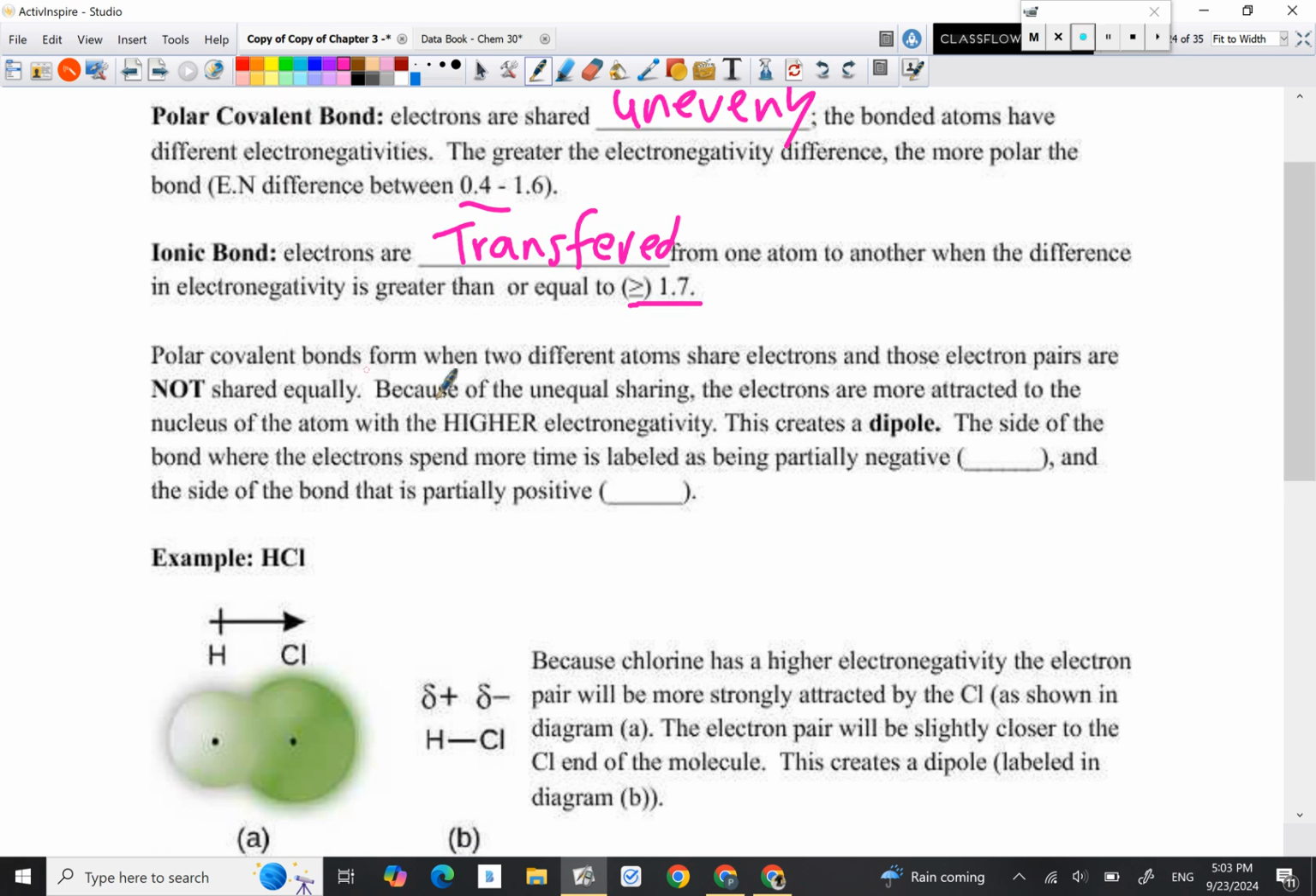Polar covalent bonds form when two different atoms share electrons, and those electron pairs are not shared evenly. Because of this unequal sharing, the electrons are more attracted to the atom with the higher electronegativity, and this is what creates the dipole. The side of the bond where the electrons spend more time is partially negative, because electrons are negatively charged, and the other side, because the electrons are shifting over, is partially positive.